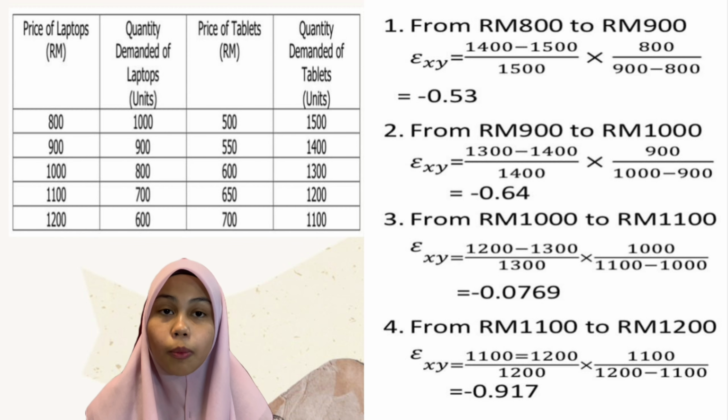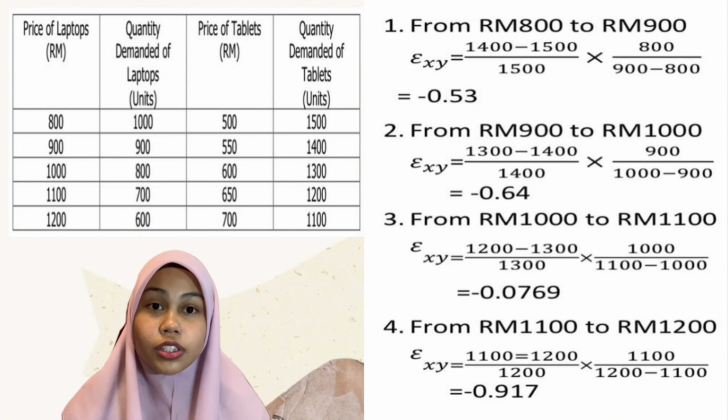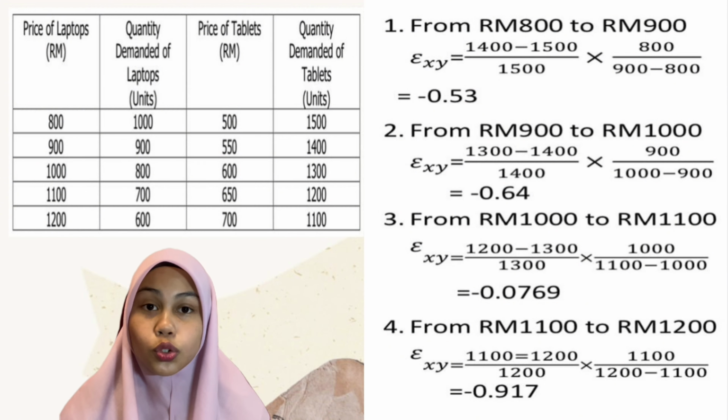For number 1, from RM 800 to RM 900, the cross elasticity of demand is negative 0.53. From RM 900 to RM 1000, the answer we got is negative 0.94. Same goes to number 3 and number 4, still negative. We can see here all cross-elasticity values are negative. It means laptops and tablets exhibit complementary demand in all price levels.